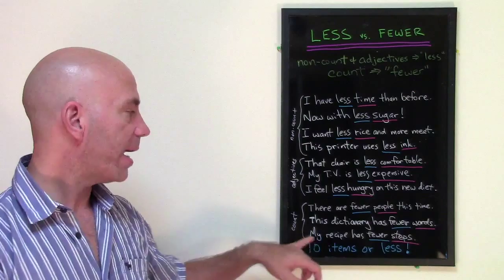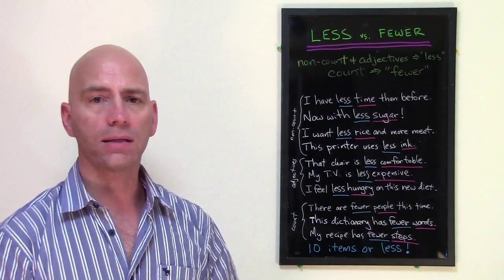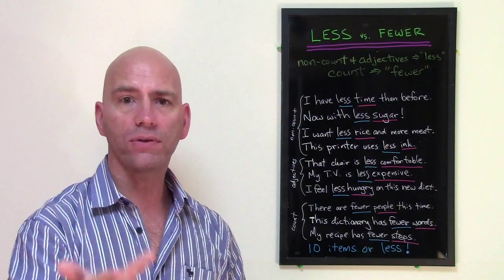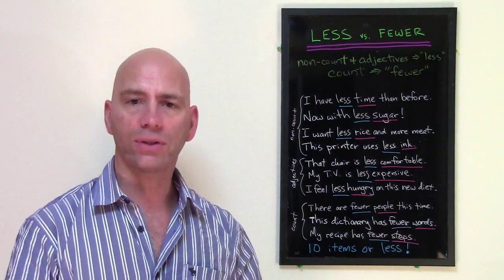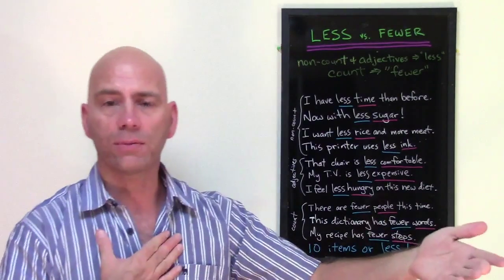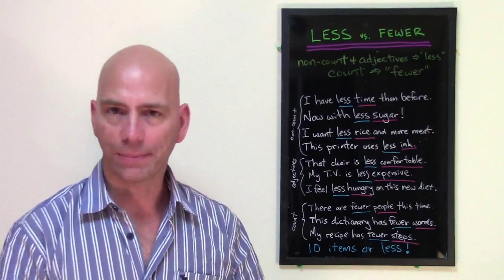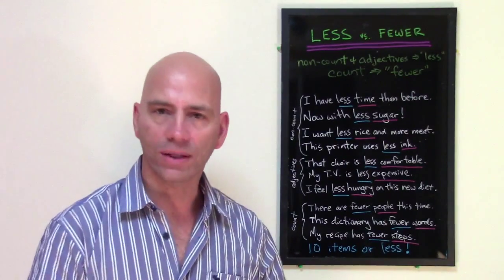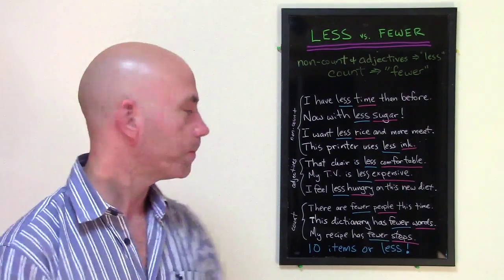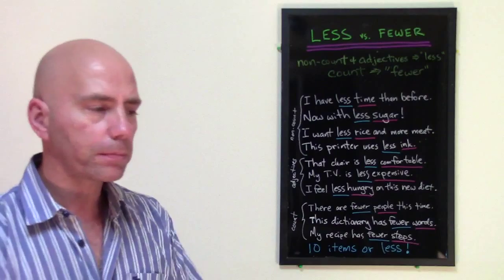And the third one, my recipe has fewer steps. Again, 1 step, 2 steps, 3 steps, 4 steps. So we're counting steps. That recipe has 10 steps. My recipe has 6 steps. My recipe has fewer steps. Maybe it's an easier recipe or a simpler recipe. So this is how you use it. Very simple. No problem, right?